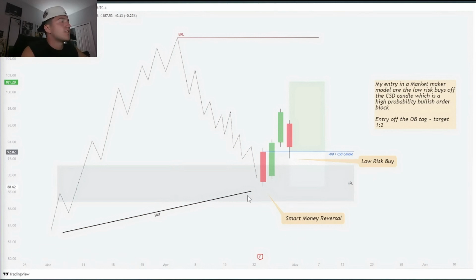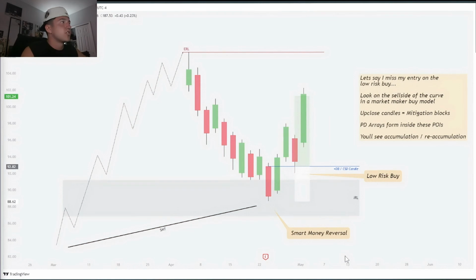So now we have the smart money reversal, we have the low risk buy, and what we have next will be stages like accumulation and reaccumulation. Because in a market maker model for a buy program, there is the smart money reversal, the low risk buy, accumulation, and a reaccumulation stage. If it was a market maker sell model, it would be a smart money reversal, a low risk sell, distribution, and redistribution. But for here, let's say that I missed my entry off of the order block tag and I couldn't capitalize on it initially.